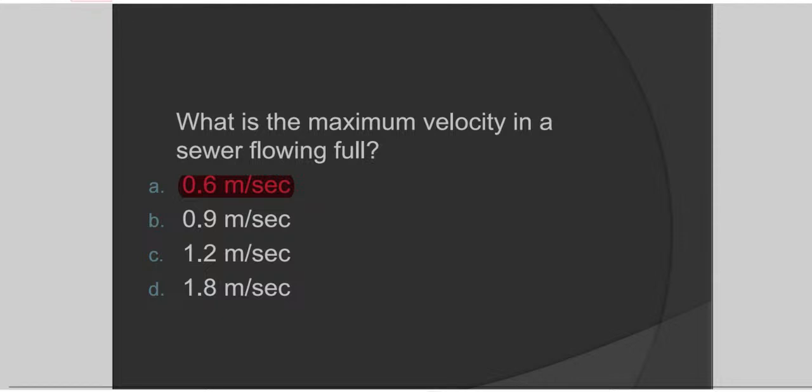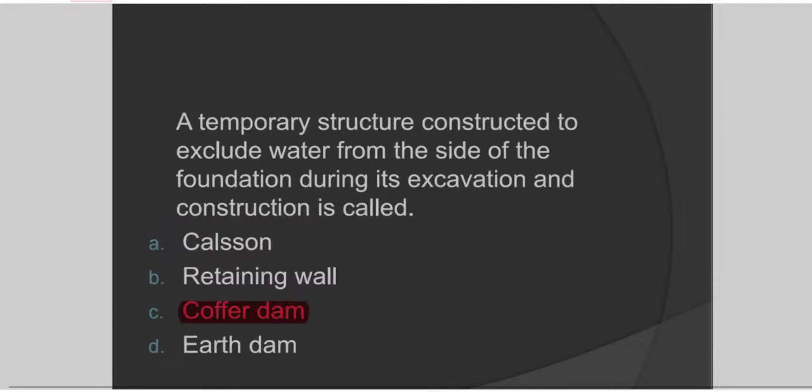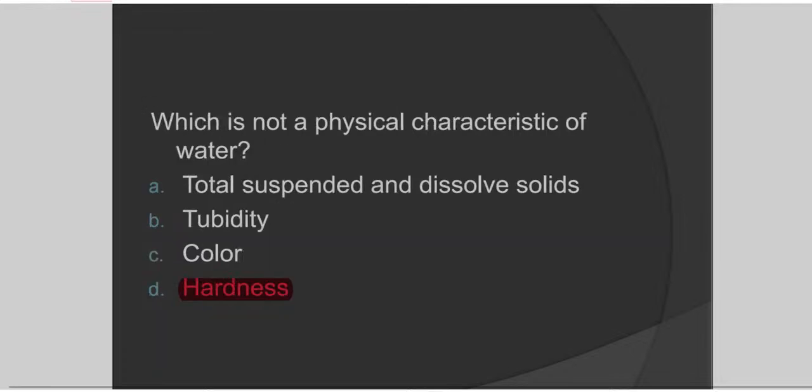What is the maximum velocity in a sewer flowing full? A. 0.6 m/sec. B. 0.9 m/sec. C. 1.2 m/sec. D. 1.8 m/sec. A temporary structure constructed to exclude water from the site of the foundation during its excavation and construction is called A. caisson, B. retaining wall, C. cofferdam, D. earth dam. Which is not a physical characteristic of water? A. Total suspended and dissolved solids.